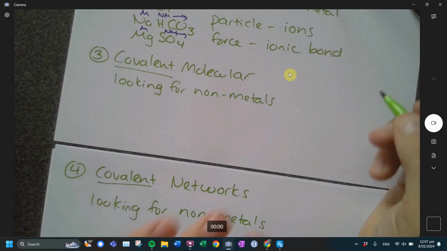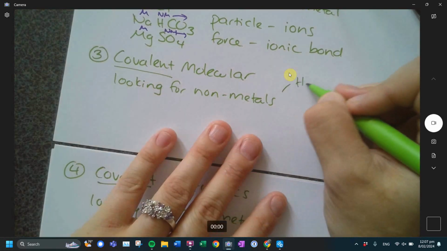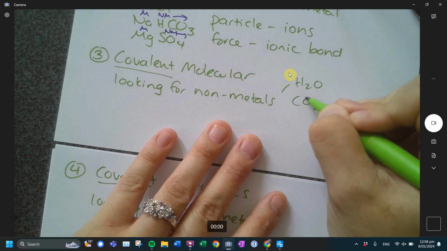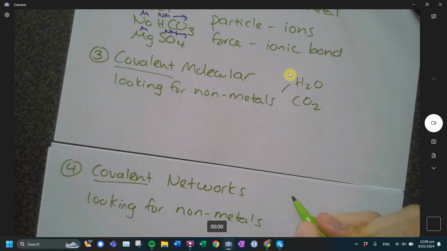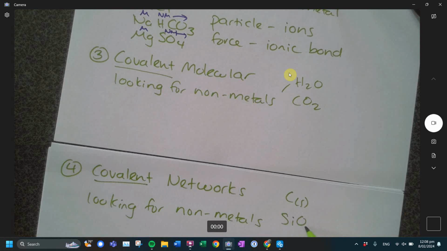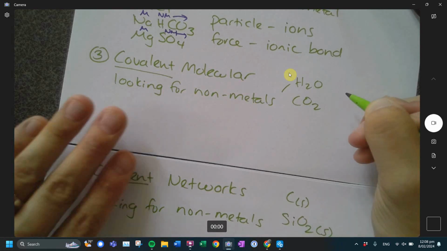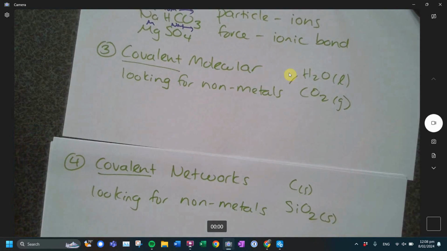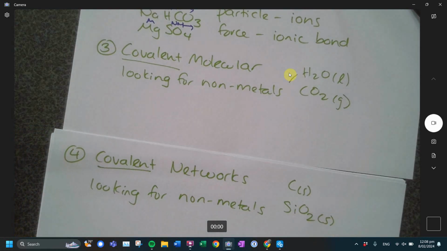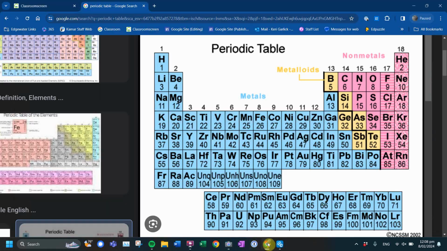So if you guys remember the examples that I gave you for the covalent molecular, you had H2O, you had CO2, and then for the covalent networks, what did I give you? Graphite, and I gave you quartz. So if we were to look at the periodic table, we see that there's carbon, there's hydrogen, there's silicon, and when you look over there, oxygen. Silicon is kind of in between the two.